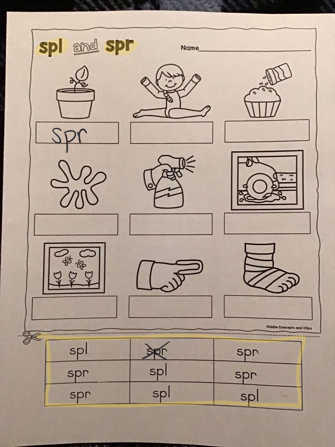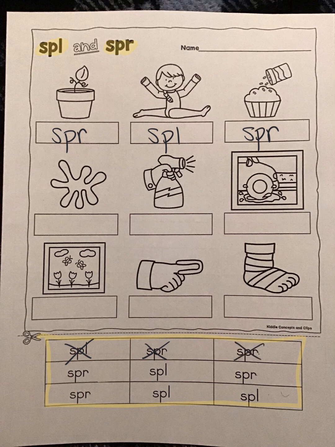Then that is a girl, and she's doing the splits. Splits. I hear S-P-L. Spl. And I'm going to cross it off. Next, we have a cupcake, and they're putting on sprinkles. Sprinkles. Spr. Sprinkles, and cross it off.